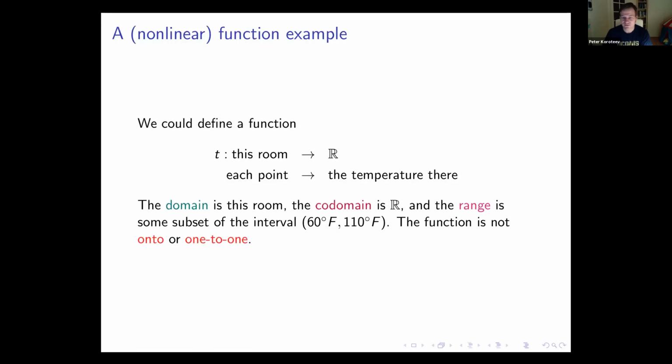Clearly, it's not a one-to-one function, right? Many points in the room may have the same temperature. But what is the geometric reason why this is not one-to-one? Well, we live in three-dimensional space, so our room is three-dimensional. There's no way there will be a one-to-one map from R3 to R. Or rather, our room is not R3, it's not infinite, but it's a subset of R3. So it's never one-to-one.